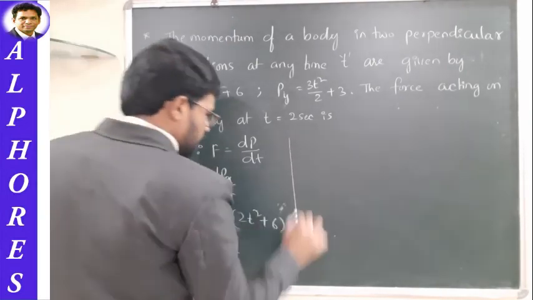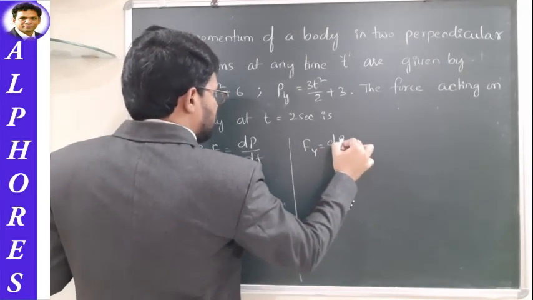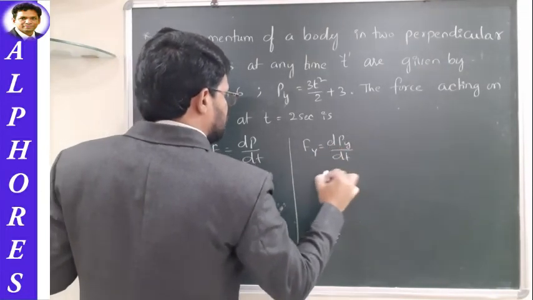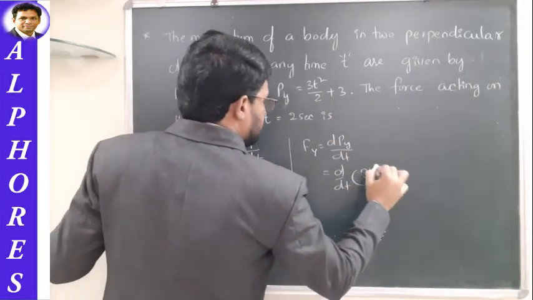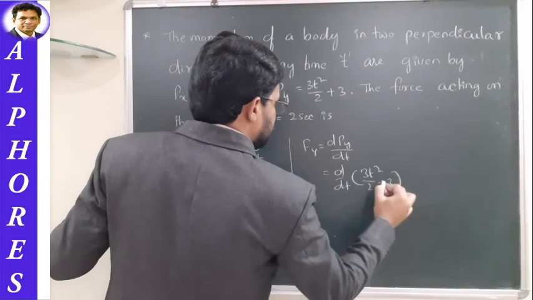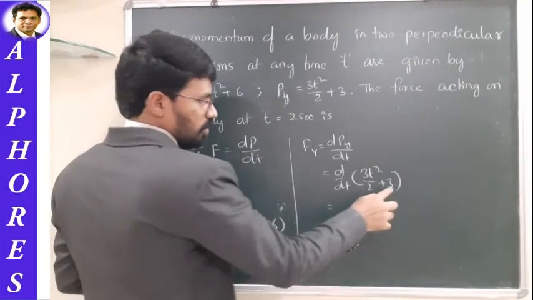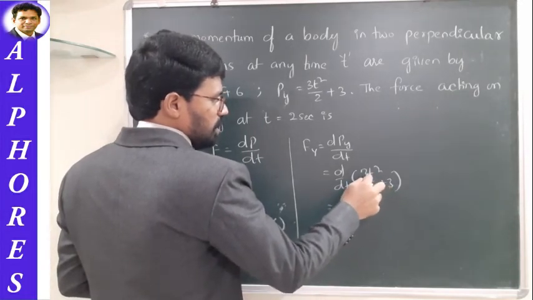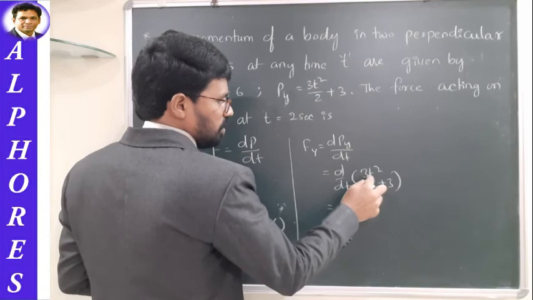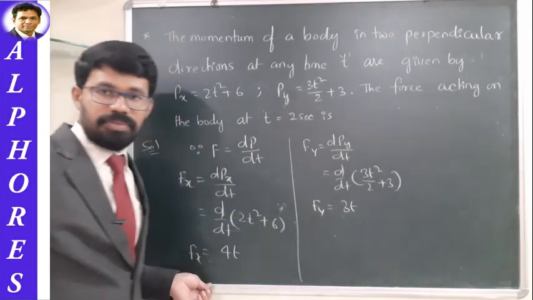Similarly, let us find out Fy. Fy is equal to dpy by dt. d by dt of what is py? 3t square by 2 plus 3. d by dt of 3 is 0. d by dt of 3t square by 2 is what? 2t, the 2 gets cancelled, and you will have 3 into t, that is 3t. So Fy is equal to 3t.